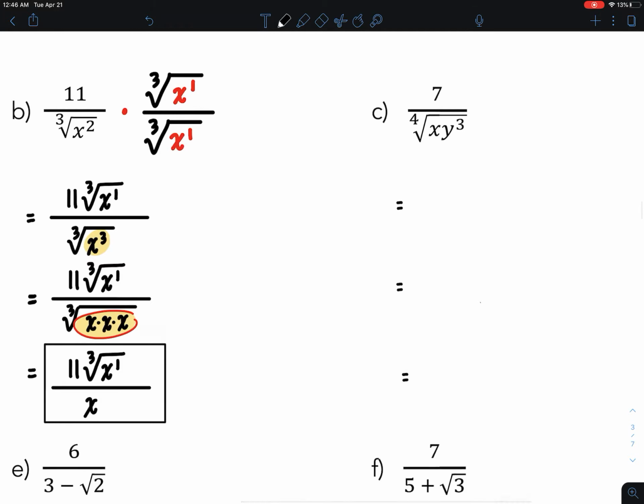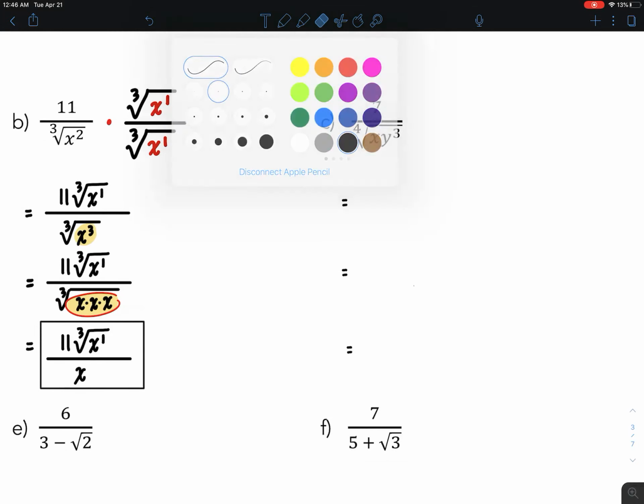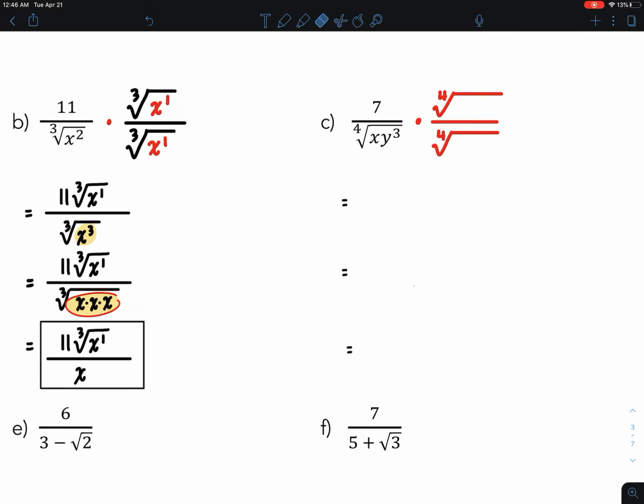Part C. In part C, we are going to do a very similar thing where we're going to multiply by a quotient with a 4th root involved. But notice here we only have 1 x, so only 1 of these x's, and 3 of these y's. So you have to think to yourself, how many more x's do I need so I have a full total of 4? How many more y's do I need? I already have 3, so I need one more for a full total of 4 y's.